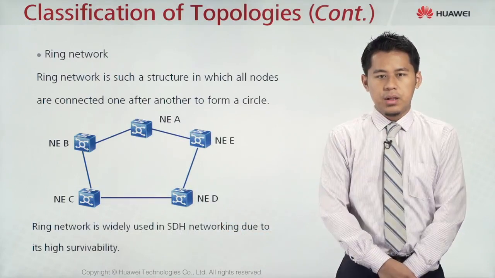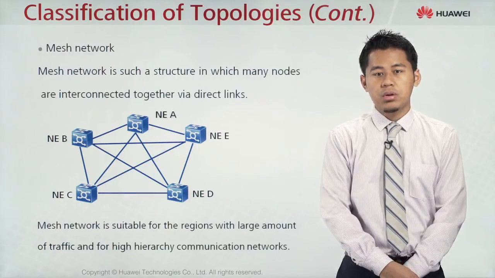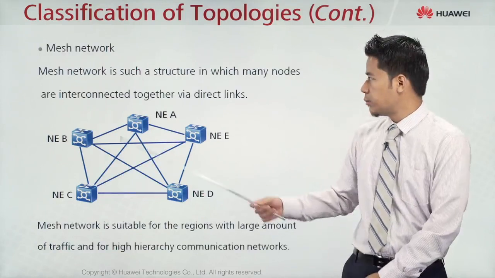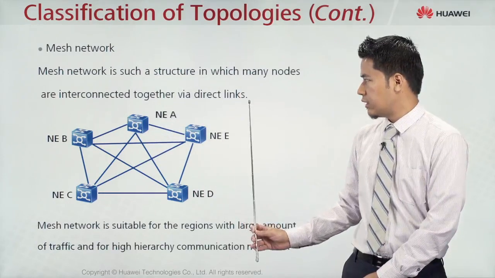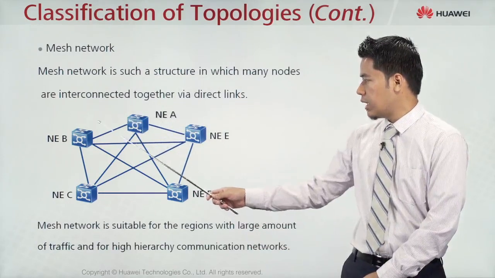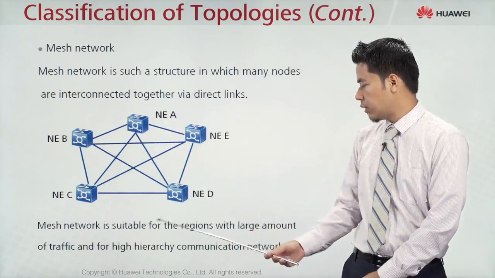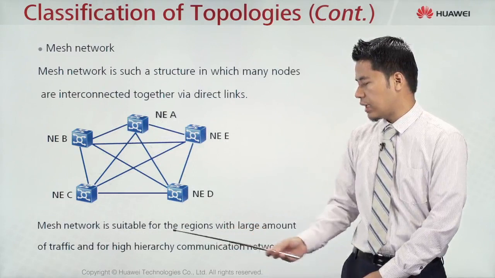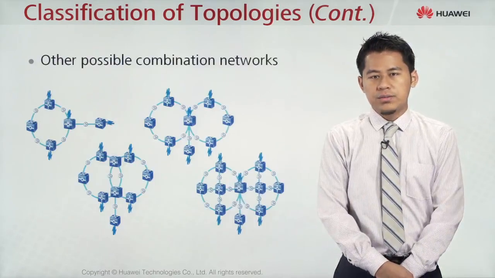The next topology is the mesh topology. Mesh topology will be more complicated. As you can see here, this is more unstructured, whereby many nodes are interconnected together via links. Here we have nodes A, B, C, D, and also E. Most of the time, it's very suitable for regions with a large amount of traffic and high hierarchy communications.